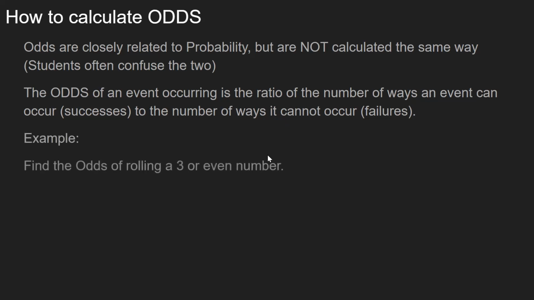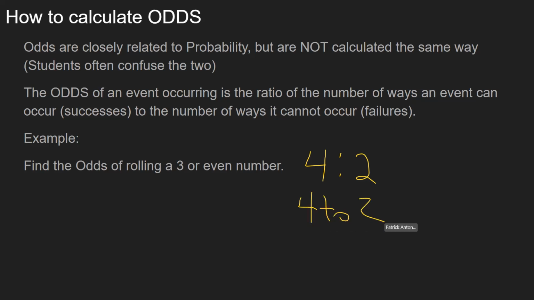So here's an example. Find the odds of rolling a 3 or an even number. I did this in my probability video, and we found out that there are 4 ways that you can roll a 3 or an even number: a 2, a 4, or a 6, and then a 3. So there's 4 ways that it can occur to 2 ways that it does not occur. Remember, the probability was 4 over 6. So 4 to 2, you would read that 4 to 2, or you'd literally write it out 4 TO 2, and that's the odds.